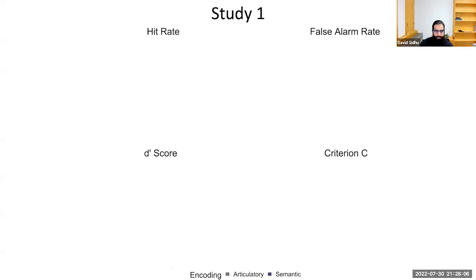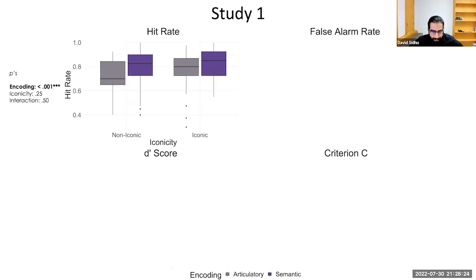Okay, so I'm going to show you the results broken up in terms of these 4 measures that are typical in memory studies. And I'll just say that hit rate and false alarm rate were analyzed with mixed effects models, while D prime and criterion were analyzed with ANOVAs, because these are participant level measures. Okay, so starting off with hit rates. So this is how often a person correctly identified a word that they'd seen before as a word that they've seen before. So how often they're saying, yes, I've seen this word before, and being correct.